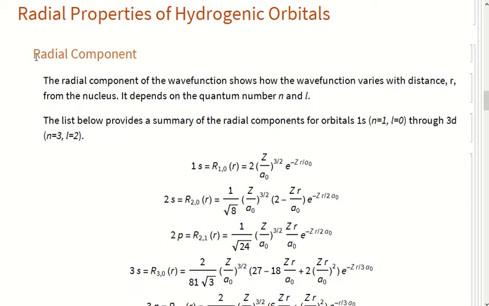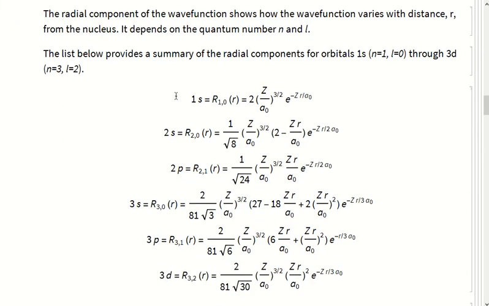So the radial component of the wave function, the component that depends on distance r and doesn't depend on the angles theta and phi in the spherical polar coordinate system, is what we're going to be looking at here. The total wave function, of course, depends on all three of those variables, but again, we're just looking at the dependence on the distance r. So we have a list here which shows the radial component for several orbitals from the 1s orbital to the 3d orbital. The radial component depends on both the n quantum number and the L quantum number.